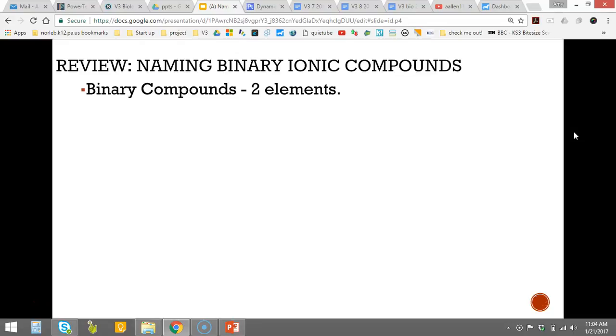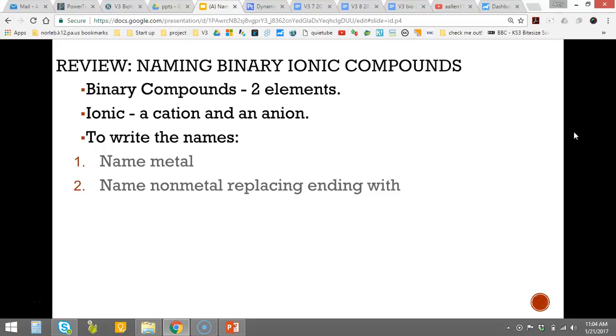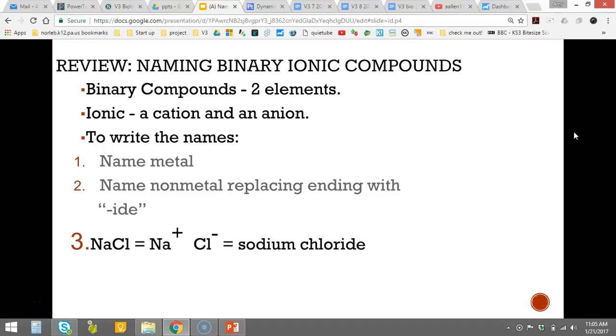So a quick review of those previous rules. We know that a binary compound has two elements, and it's ionic, which means there's a cation and an anion, one with a positive charge and one with a negative charge. To write the names, first you name the metal simply as the element that you see, and then you name the nonmetal where you replace the ending with "ide."